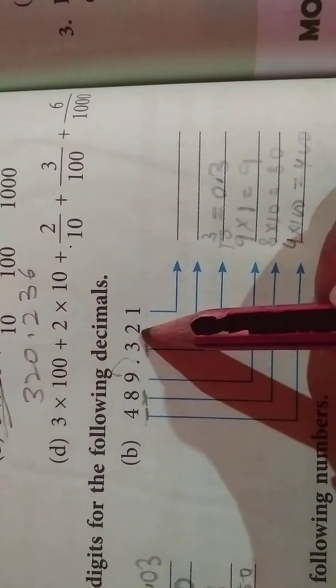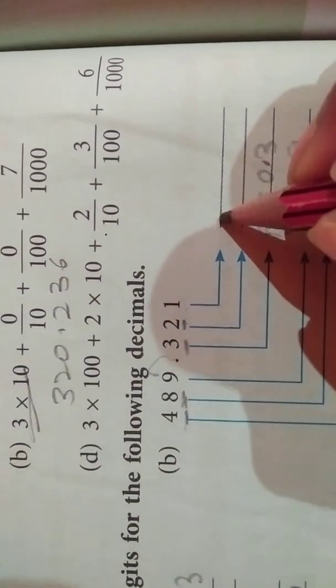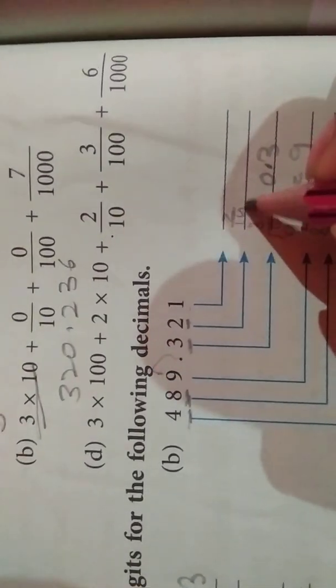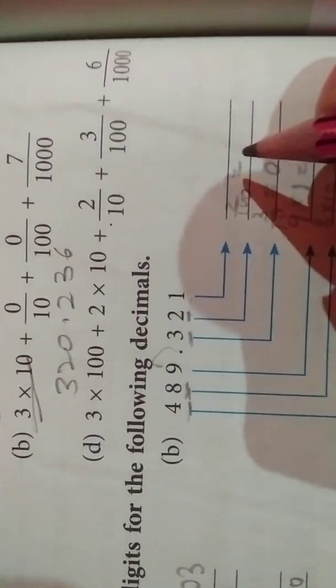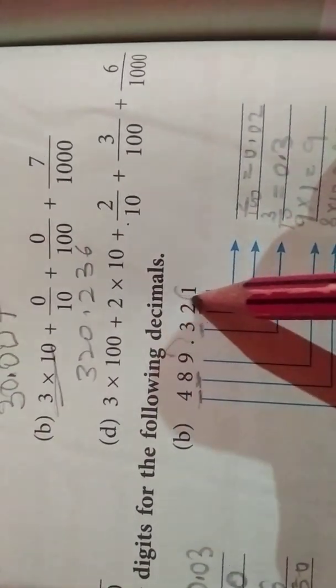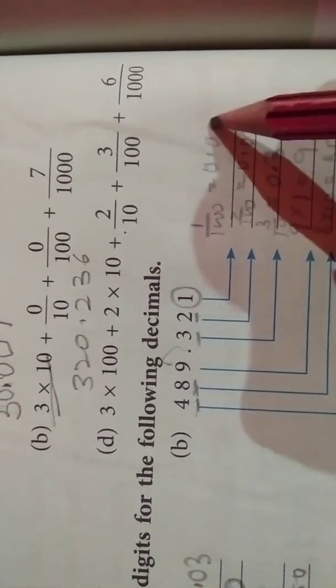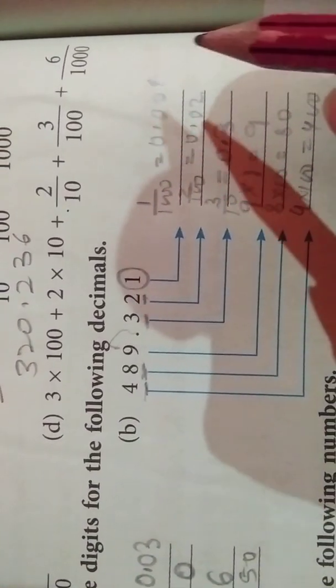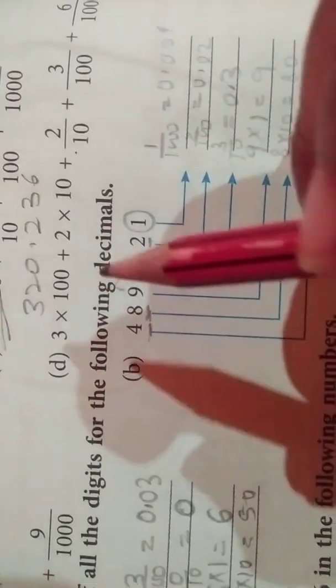So this will become 0.3. Now look here, we will find the place value of 2. So I will divide 2 by 100. Right. So what will come? 0.02. Now to find the place value of 1, I will divide 1 by 1000. So what will I get? 0.001. So in the same manner, we will find out the place values of all the decimals.